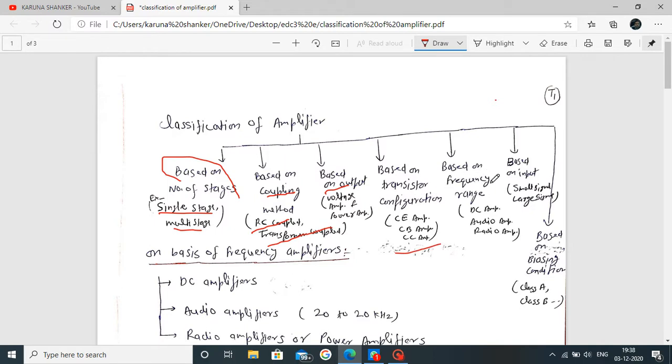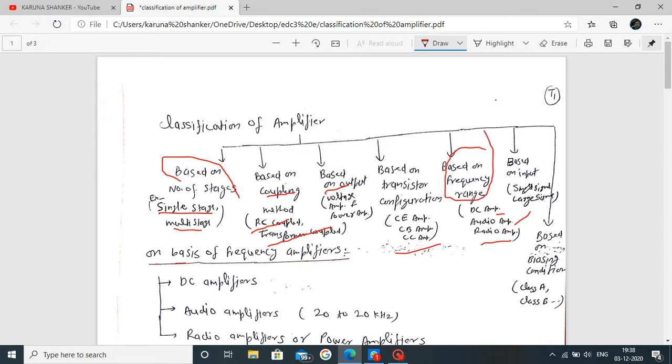And next one is based on the frequency ranges. The DC amplifier covers a range below the audio frequency range. Next is the audio amplifier, which is used in the audio frequency range. We already know the audio frequency range is 20 Hz to 20 kilohertz. Above the audio frequency range, we use a radio amplifier. This is the classification based on the frequency ranges.